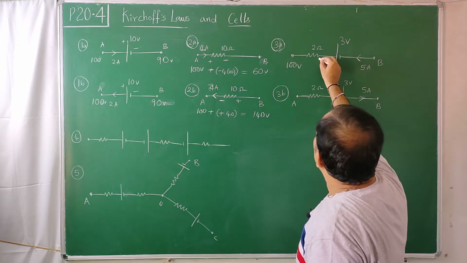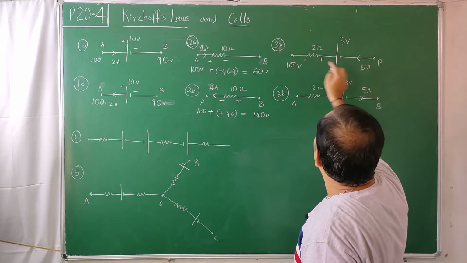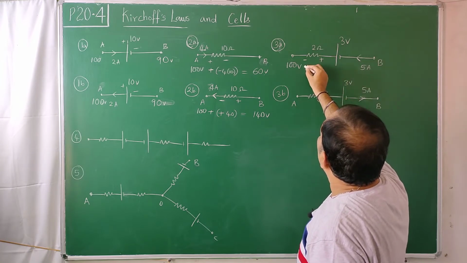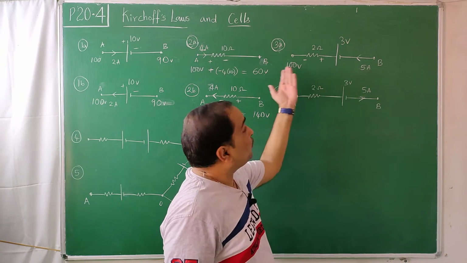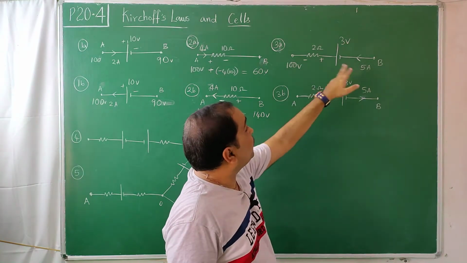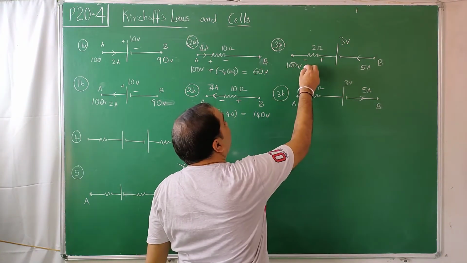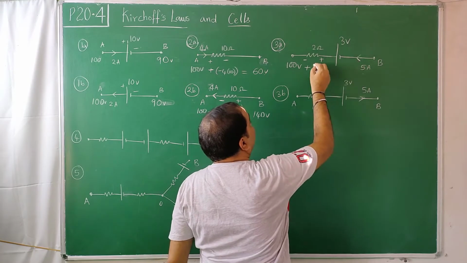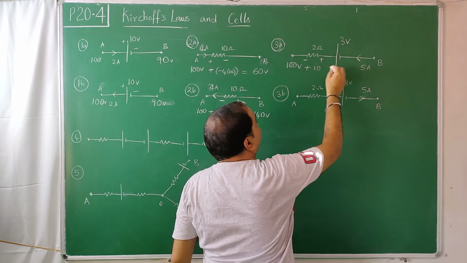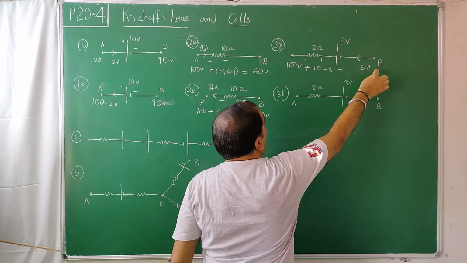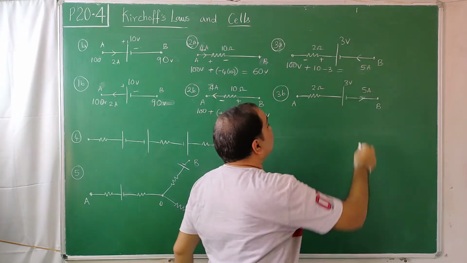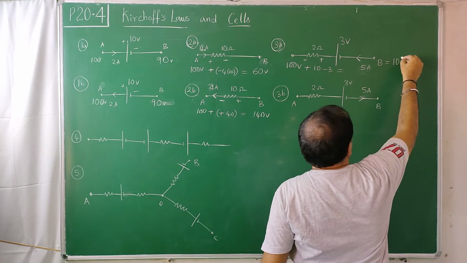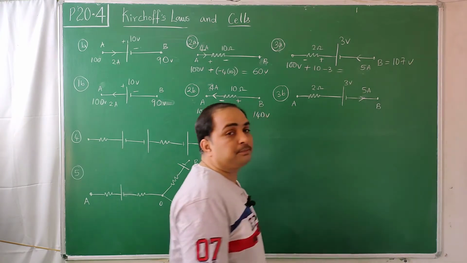Current is coming like this. So this should be plus, this should be minus. How much current? 5 2s are 10. So plus 2 minus. From that side if you come, it's a drop. From this side if you go, minus 2 plus, it's a rise. Plus 5 2s are 10. Drop of 3 volts, minus 3 is equal to the voltage of this point. 110 minus 3, 107. So B is at a voltage of 107 volts.